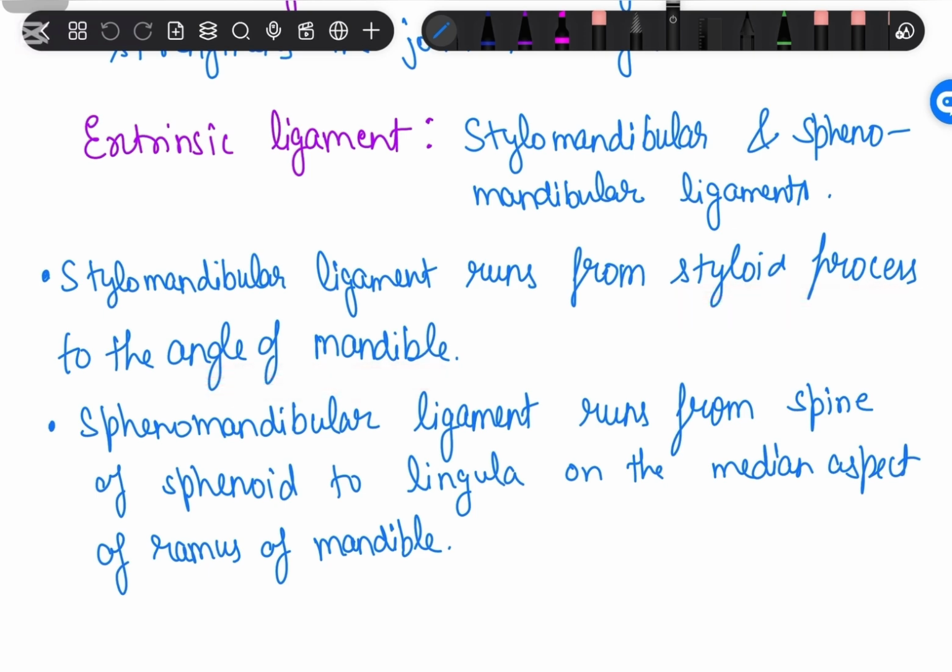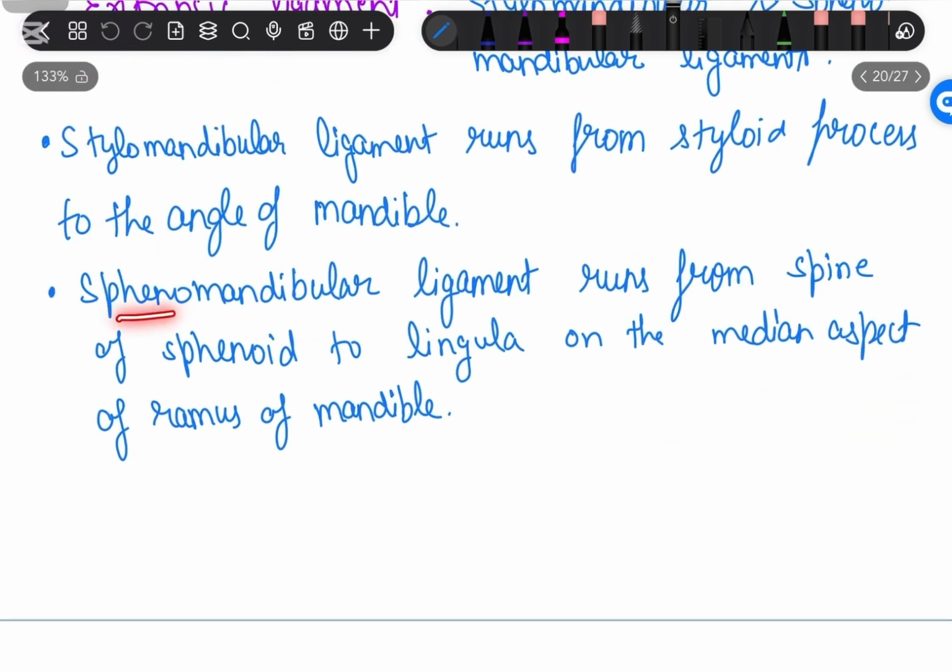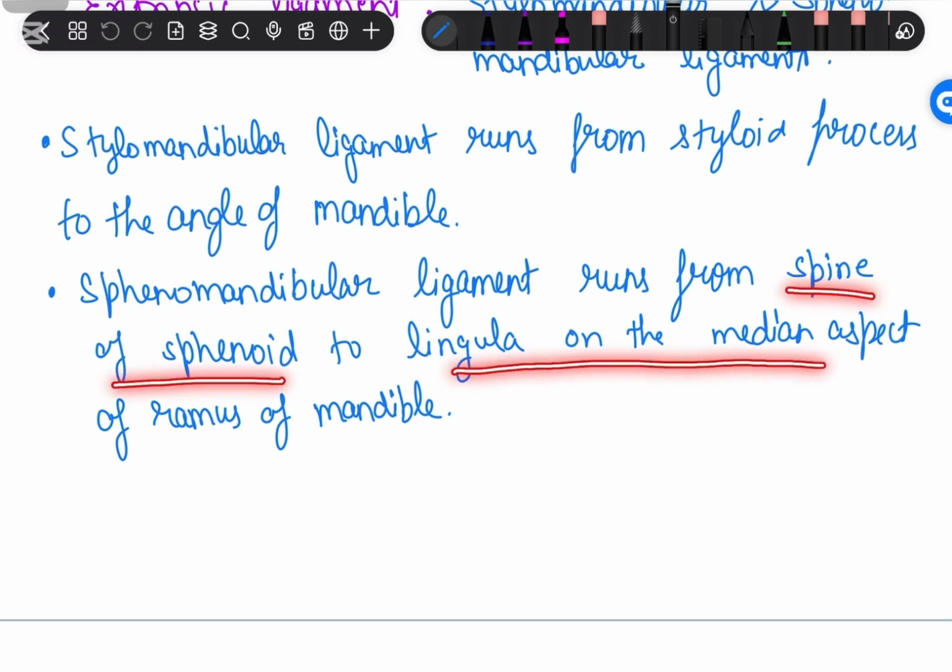As per the name, you can identify from where the ligament runs. Stylo means styloid process and mandibular means the angle of the mandible. And then we have the sphenomandibular ligament. This sphenomandibular ligament runs from the spine of the sphenoid bone to the lingula on the medial aspect of the ramus of the mandible.